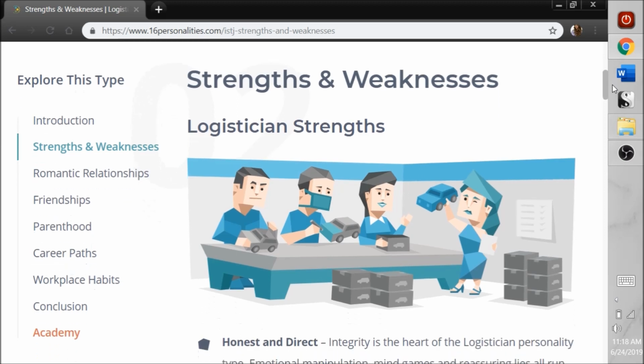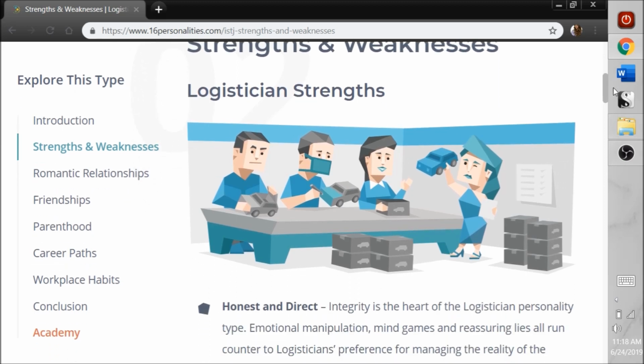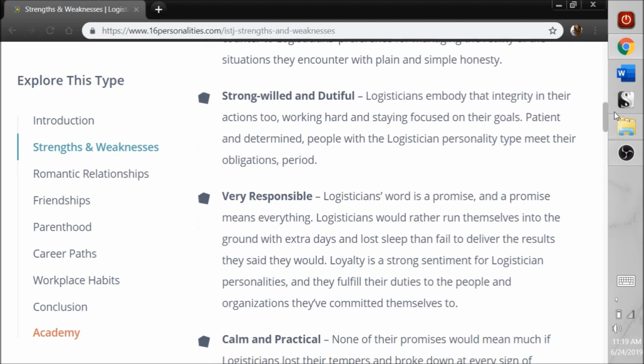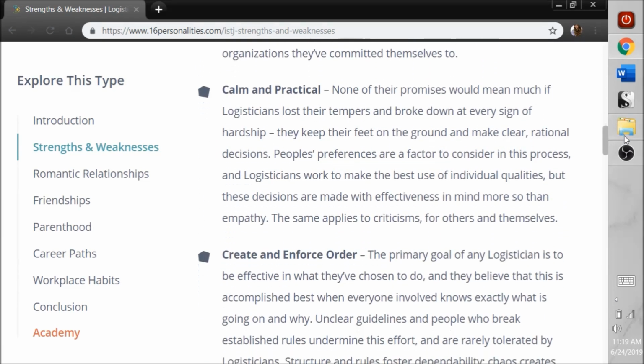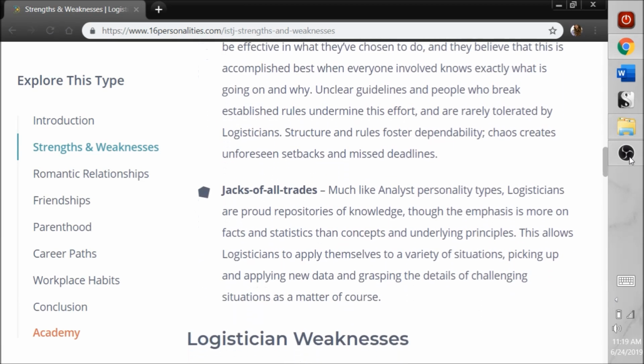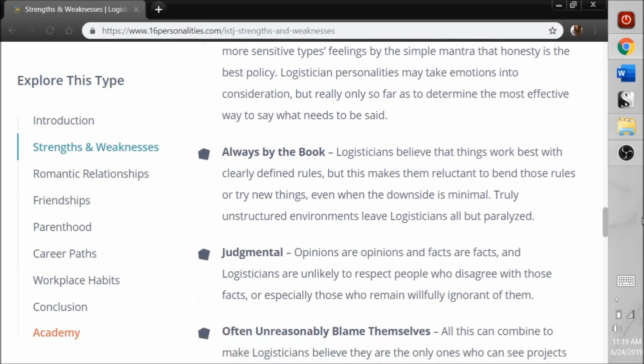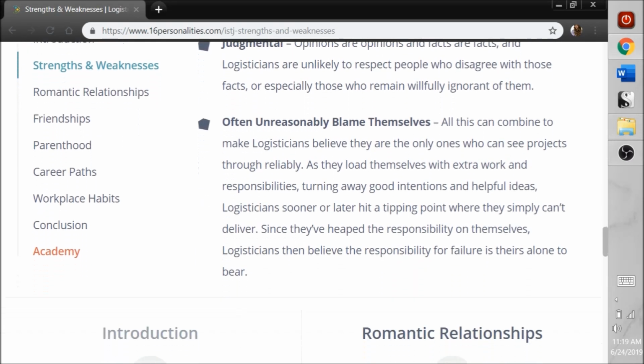Now, strengths and weaknesses are something that we use a lot in our writing, and can definitely help you to see if this particular personality type fits with your characters. So I skipped over the introduction, jumped right into the strengths and weaknesses, and I just read through the bullet points really quickly on each of the 4 or 5 personality types that I thought might fit my character. So this one says honest and direct, strong-willed and dutiful, very responsible, calm and practical, create and enforce order, jack of all trades. And then logisticians' weaknesses are stubborn, insensitive, always by the book, judgmental, often unreasonably blame themselves.